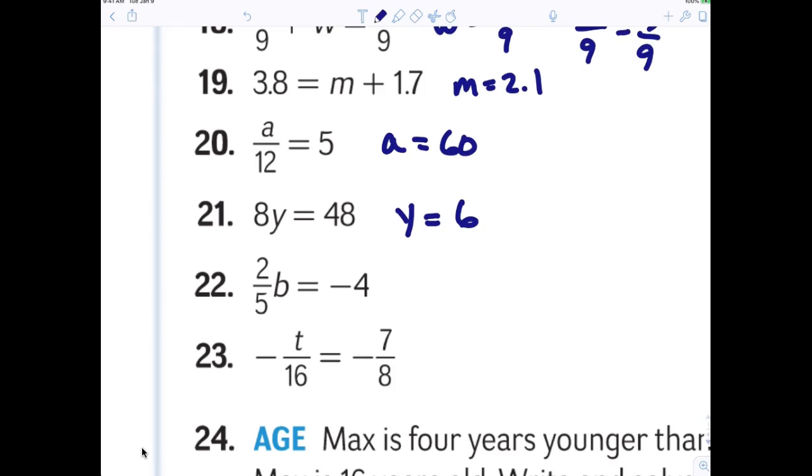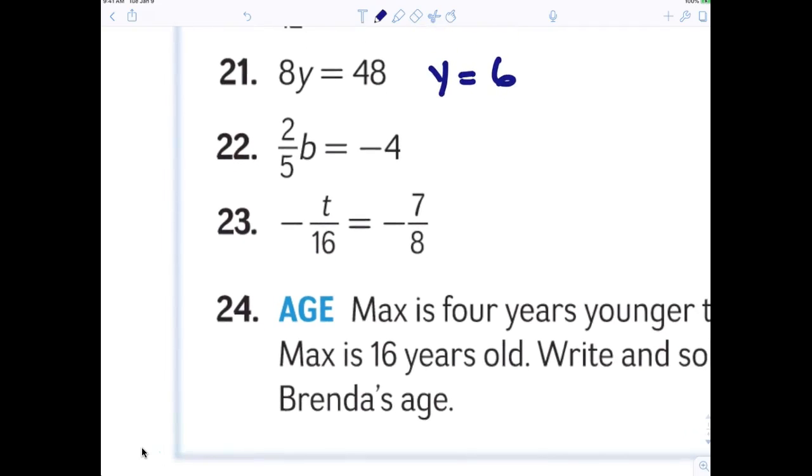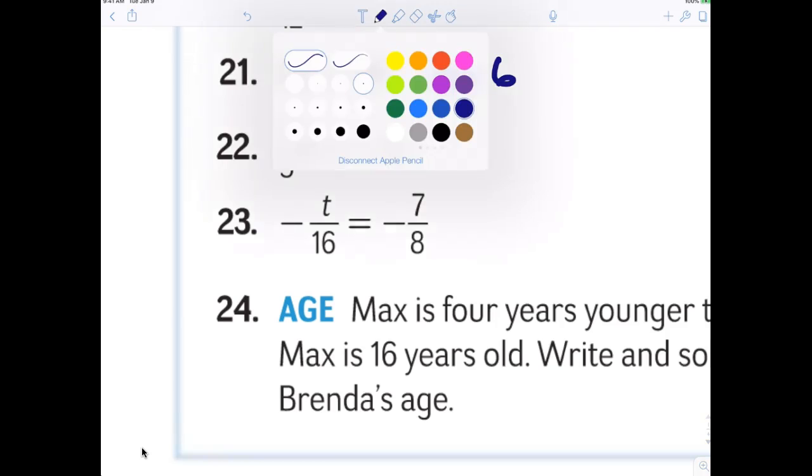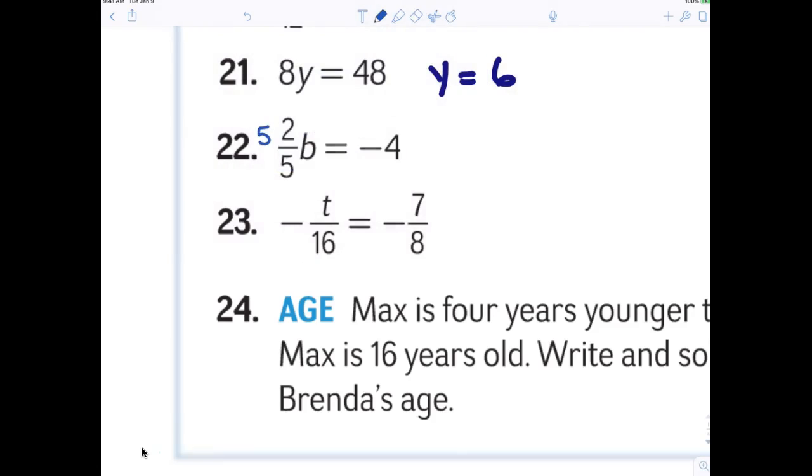All right, now we have a fraction. I asked you earlier, how do I undo a fraction? We say we multiply by the reciprocal. So what is the reciprocal of 2/5? 5 over 2. Thank you. 5/2. So what I want everybody to do now is write the reciprocal right next to the fraction, 5/2. The reason why I want you to do that is because I'm trying to show you why we do the reciprocal.